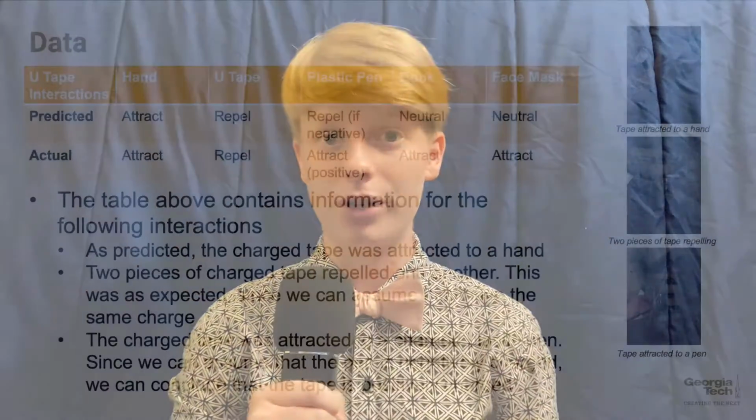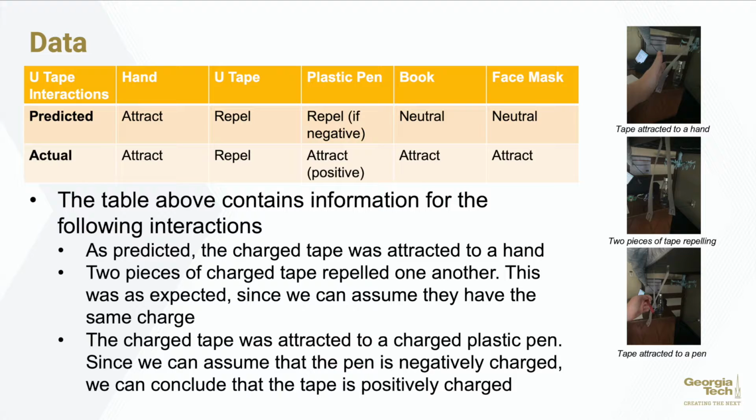In this experiment, we charged pieces of tape by ripping them off of other pieces of tape, and observed interactions between the tape and other objects of various charge. As you can see by the data table that's on screen now, the tape repelled other pieces of tape, which makes sense as we can assume that they are equally charged. The tape attracted neutral objects, which we learned is because it induces a dipole in the neutral objects, which means that charged objects will always attract neutral objects. The tape was repelled by a negatively charged pen, so we can assume that the tape is positively charged.